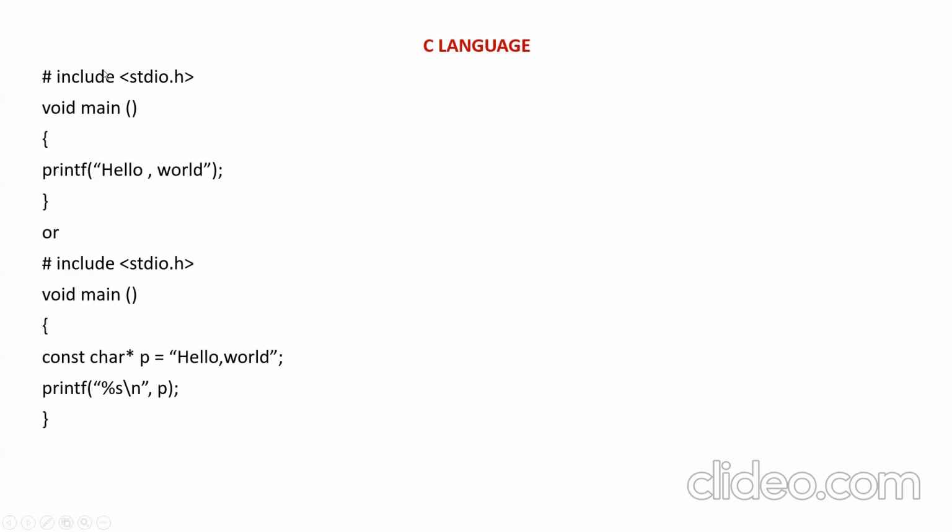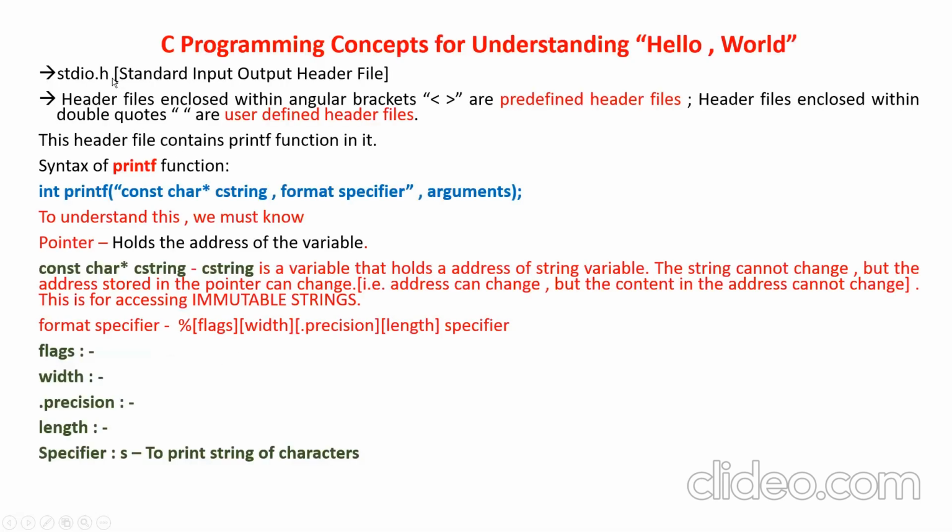An alternative way of writing the same program is const char *p = "Hello World"; printf("%s\n", p). Here p is a pointer to an address. That address contains a constant character array, or constant characters. This Hello World is the constant character string. This p is pointing to an address, and that address contains this particular Hello World. That is the thing I'm trying to convey over here.